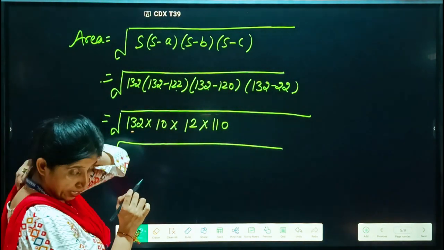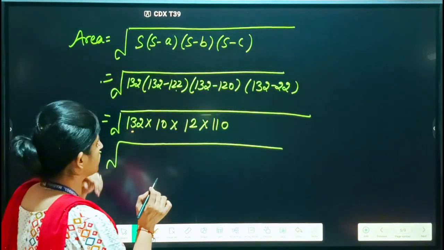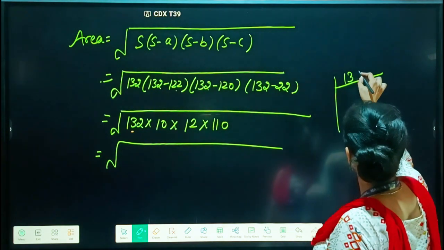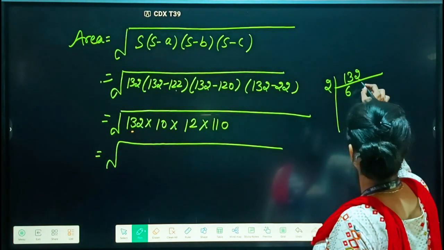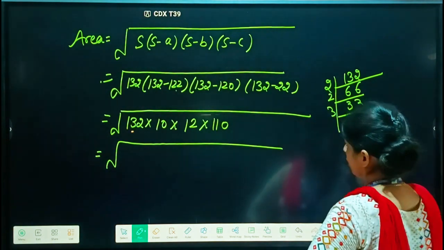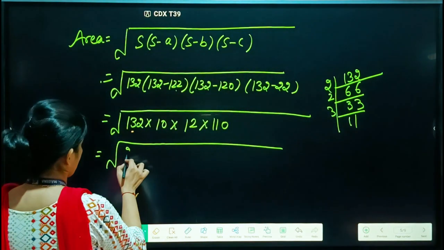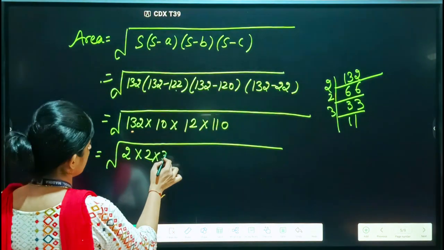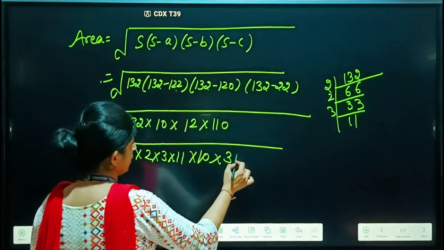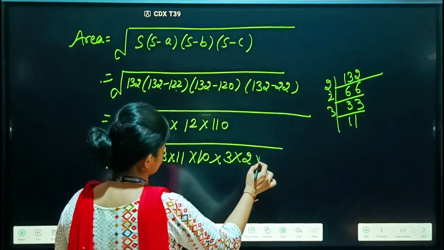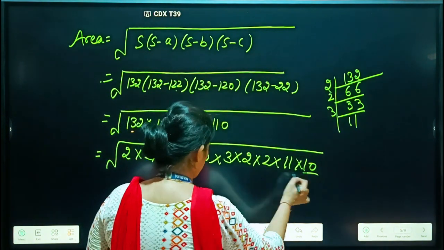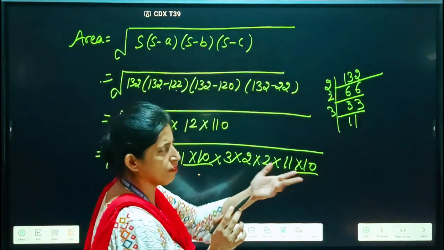So first we will find the factors of these. 132 factor we will find. Check once how it will come. 132, 2 6s are 12, 2 33s are, 3 11s are 33. ठीक है, so factors of these are 2 into 2 into 3 into 11. 10 remains as it is. ठीक है, 12 factor 3 into 3 into 2 into 2, and 110 factor 11 into 10. Why have we taken 10? Because two 10s are there, one 10 we will take out.